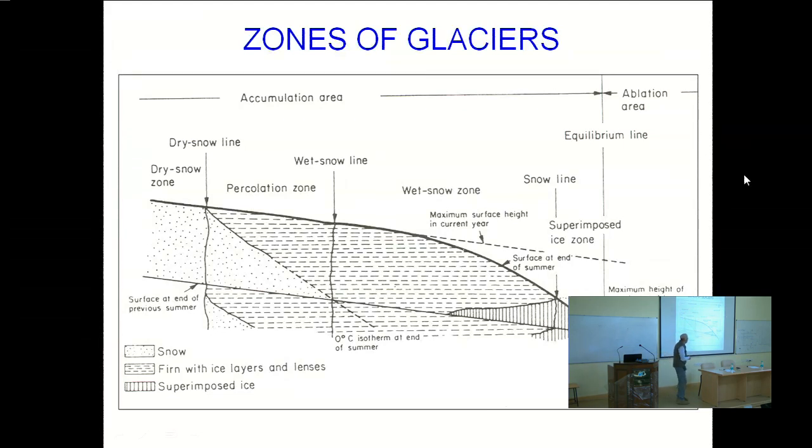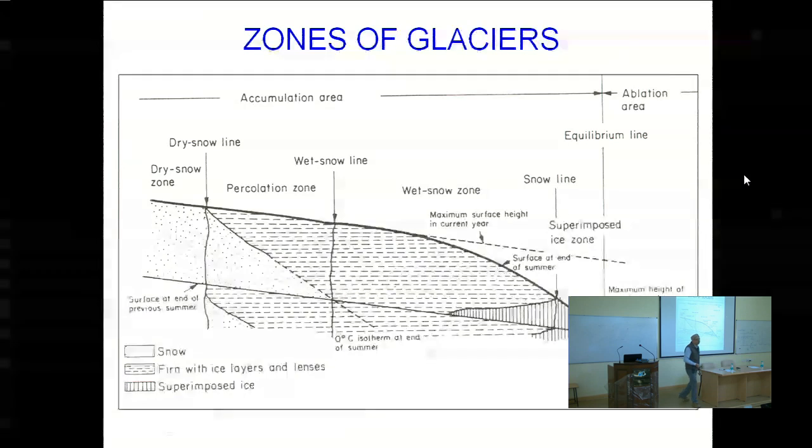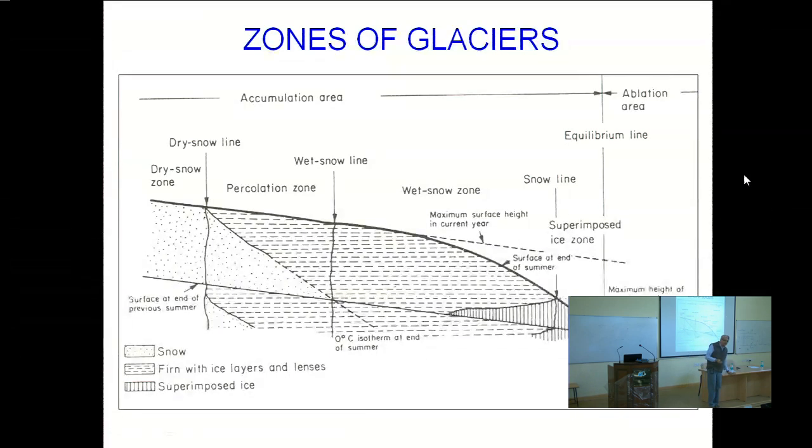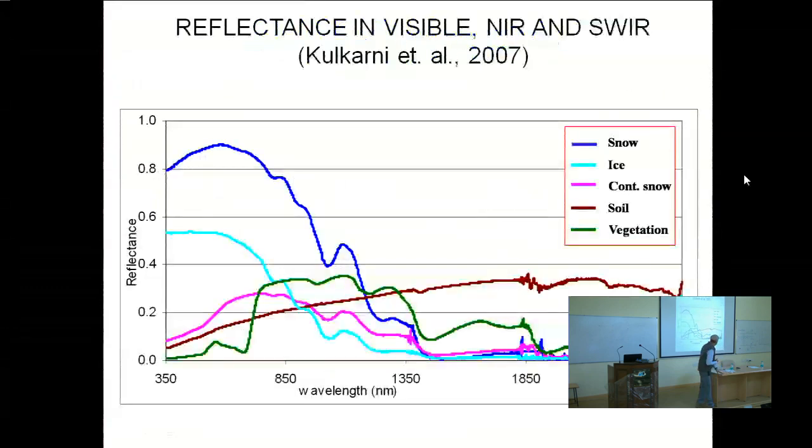So what is there now? If we can monitor the snow line throughout the summer, you can get the equilibrium line, which separates the accumulation and ablation areas, and which has a definite relationship with the mass balance of the glacier. That means you will be able to tell how much glacial mass is lost every year if we are able to get this equilibrium line. So that is the idea.